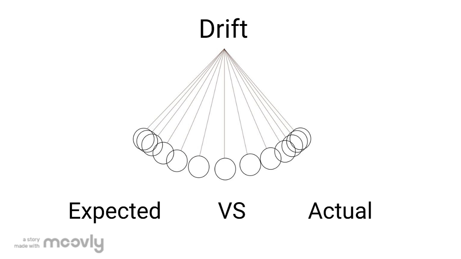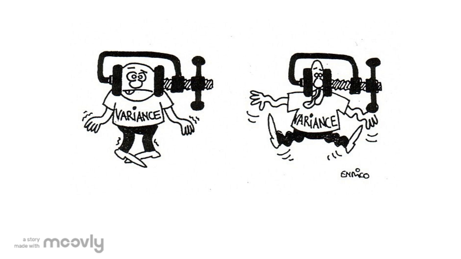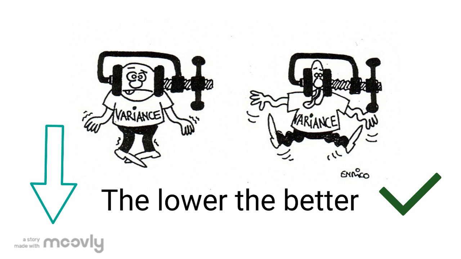On the other hand, drift measures the variation between the expected and actual results, focusing mainly on deviation. In contrast to power, direction here is rarely considered. Low drift means less variation from the baseline. So, for practical purposes, the lower the better.